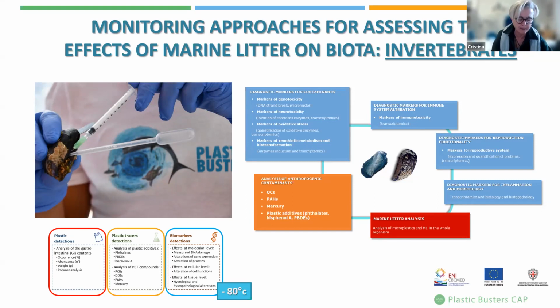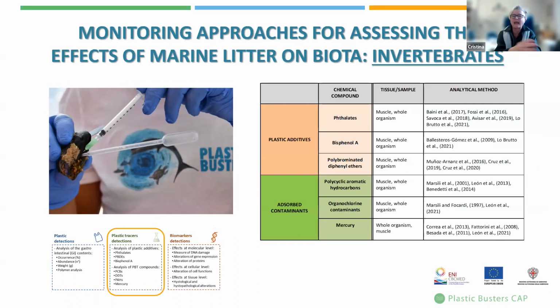using some extra sampling procedures such as RNAlater if you want to do PCR analysis. So that means that also for the sampling phase, you have to use different methodologies depending on the analysis. But going deeper, we have already seen what happens concerning the detection of microplastic in mussels. I would like to focus a little bit on the second category of analysis, that is the plastic tracers.